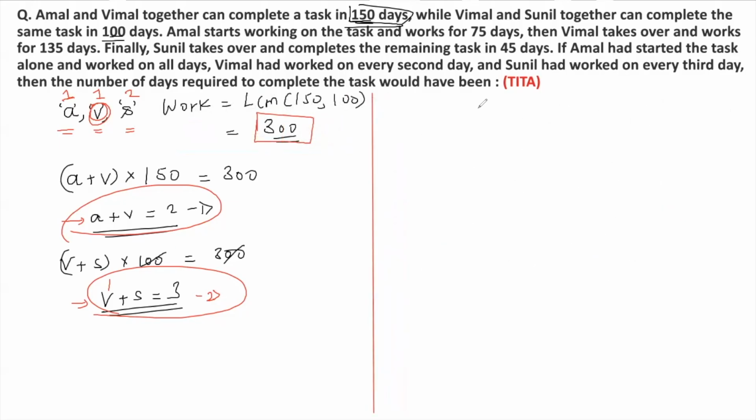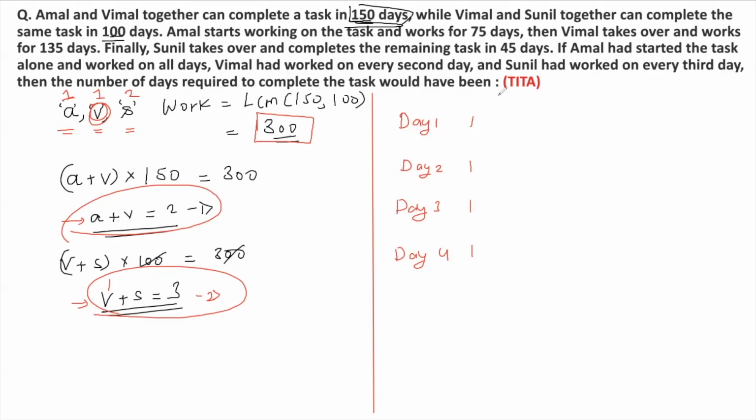So that brings us to the next part of the question. If Amal had started the task alone and worked on all days, so day 1, then day 2, then day 3, okay, day 4, every day Amal is working, right? And Amal is completing 1 unit of work daily. So 1, 1, 1, 1, like that.